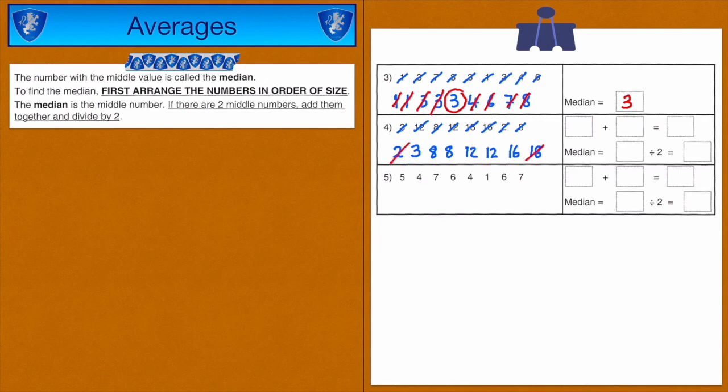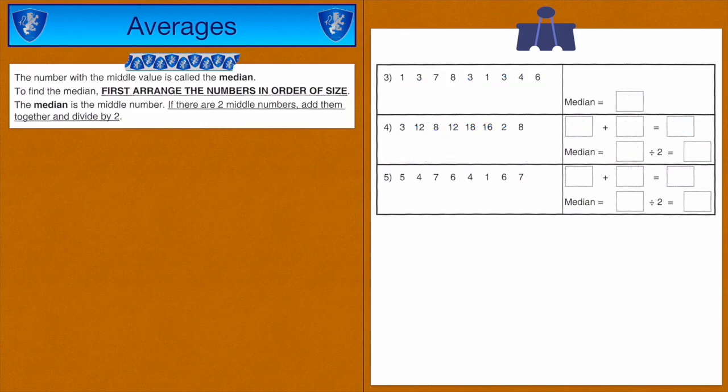So we cross off 2 and 18, we cross off 3 and 16, we cross off 8 and 12, but this time we've got 2 numbers left in the middle, and that's because we had an even number of numbers. In this one we had an odd number of numbers. So when you've got 2 numbers left, what you do first of all is you add them together. So we're going to say 8 add 12 is 20, and then you divide this number by 2. So we say 20 divided by 2 is 10.